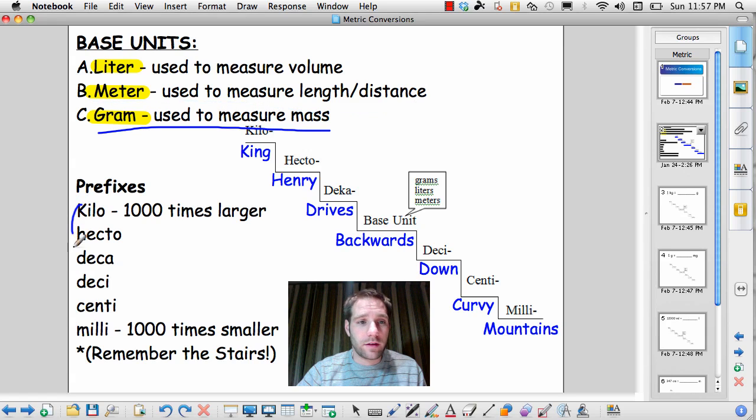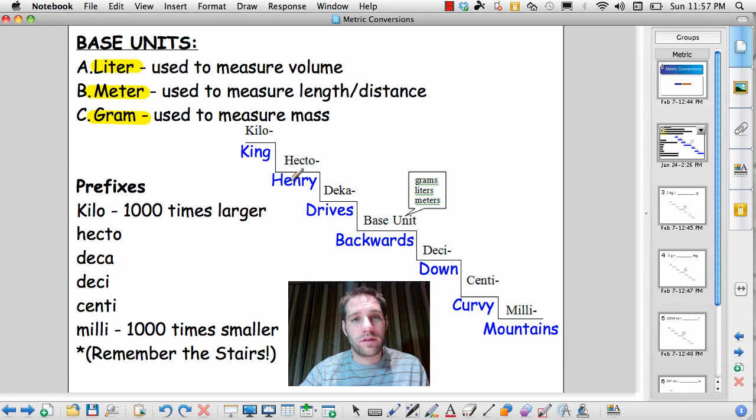Now the word prefix actually means that this is going to be going in front of one of these base units. So we'll take these prefixes and put them in front of either the liter, meter, or gram to kind of change the number of zeros that we're working with. Now we had this acronym that you guys used in middle school to kind of help remember these prefixes and where they are located and how big they are. And that was King Henry drives backwards down curvy mountains.